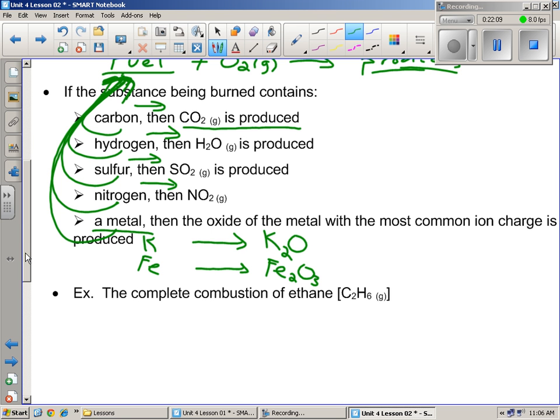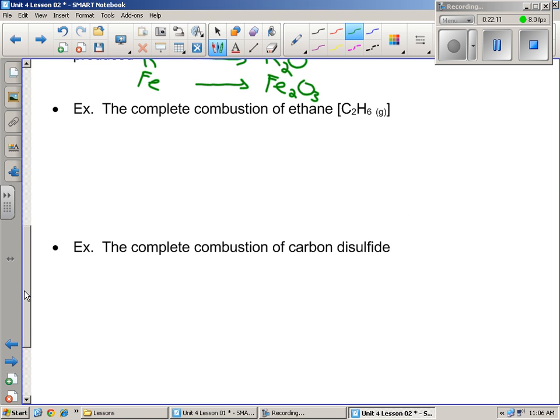Here's what you're going to do. Now, complete combustion of ethane. Ethane looks like this, C2H6, tells you that. Gas. All combustion reactions have to have oxygen. And what are my products? This is the part that's going to be up to you now. Okay? And then, of course, the balancing.